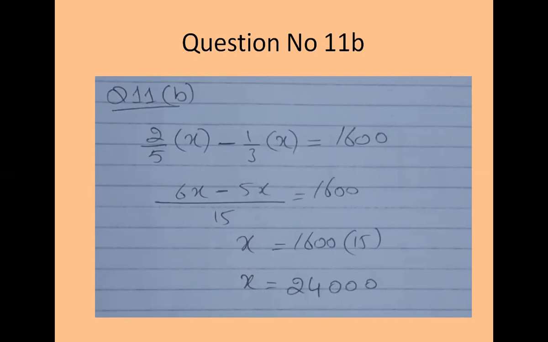15 divided by 5 will be 3. 3 multiplied by 2x will be 6x. 15 divided by 3 will give you 5. 5 multiplied by x will be 5x. So 6x minus 5x will be 1x.